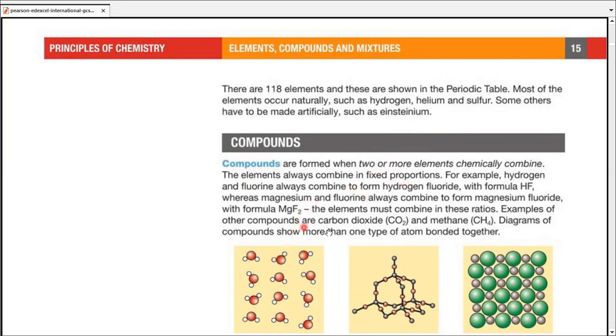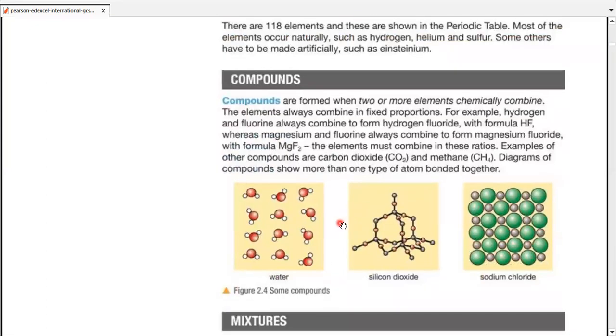Coming on to compounds, compounds are formed when two or more elements chemically combine. Now, this is actually a combination. The combination can be between the same element. The combination can be between different elements. If the combination is between the same element, we still call them elements, all right? We tend to call them compounds sometimes, but we're going to make that bifurcation right after this paragraph, all right?